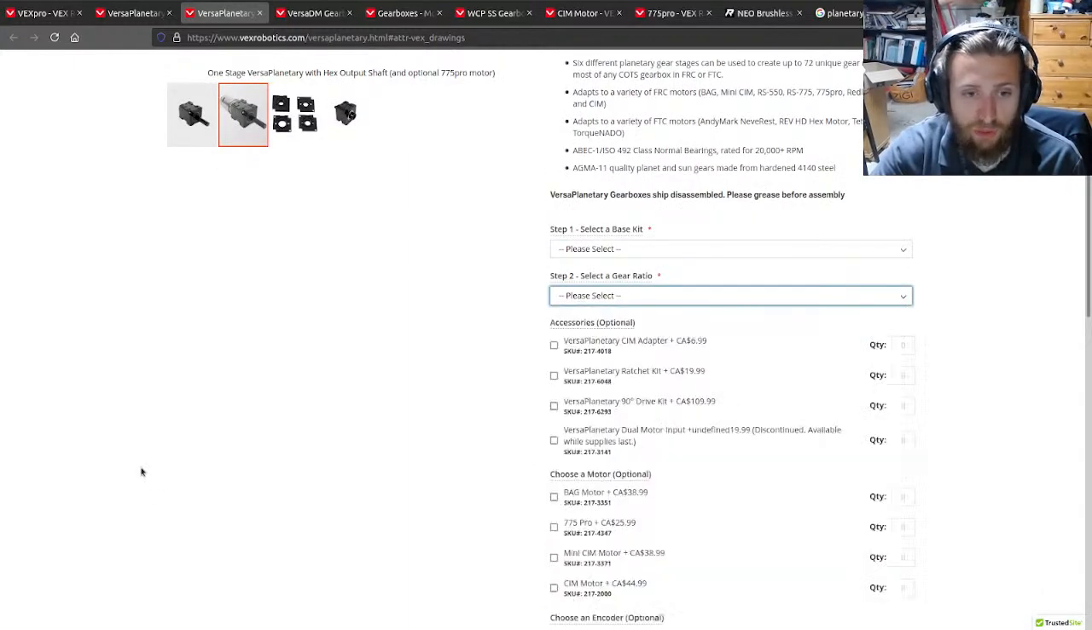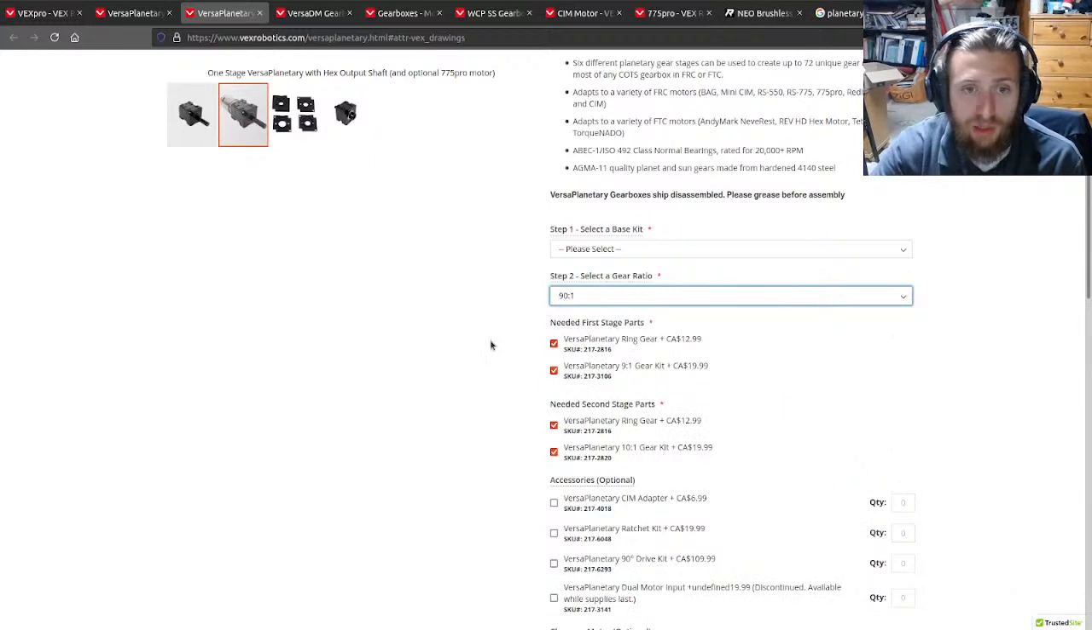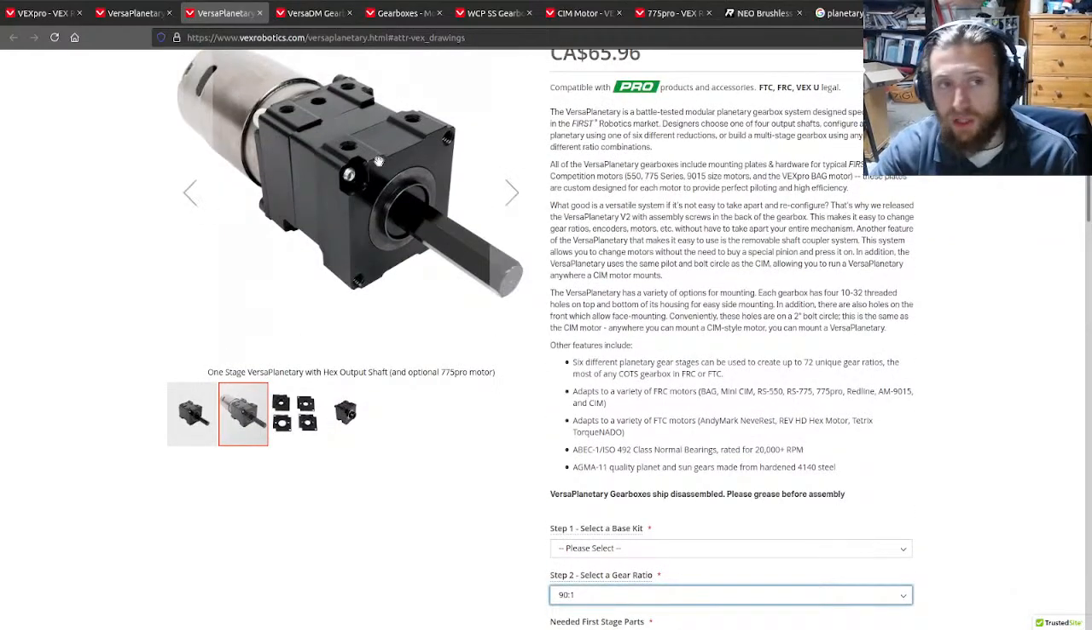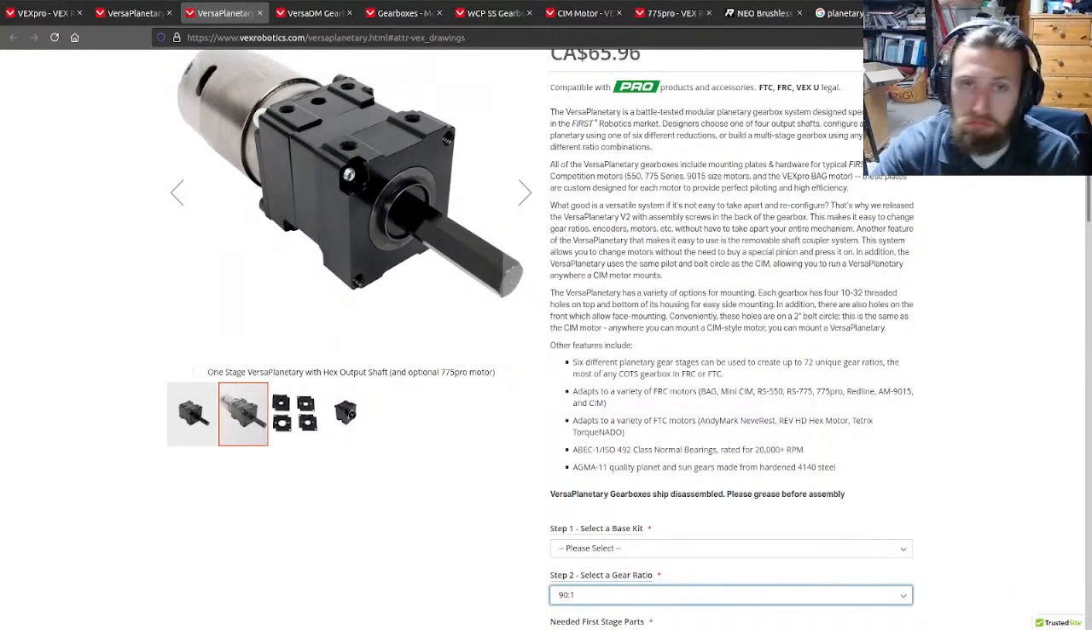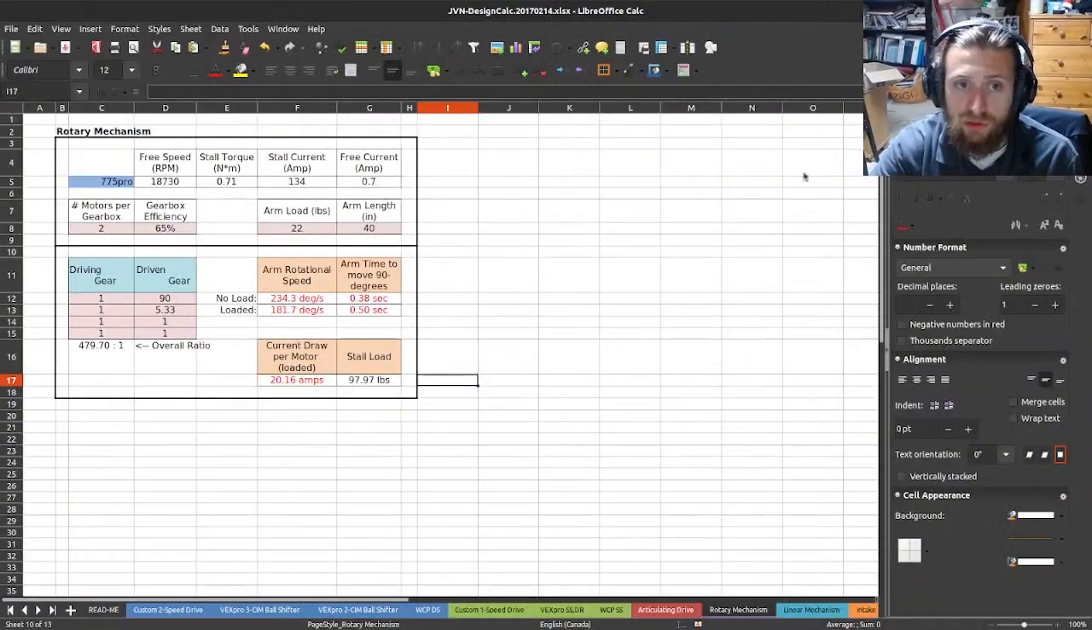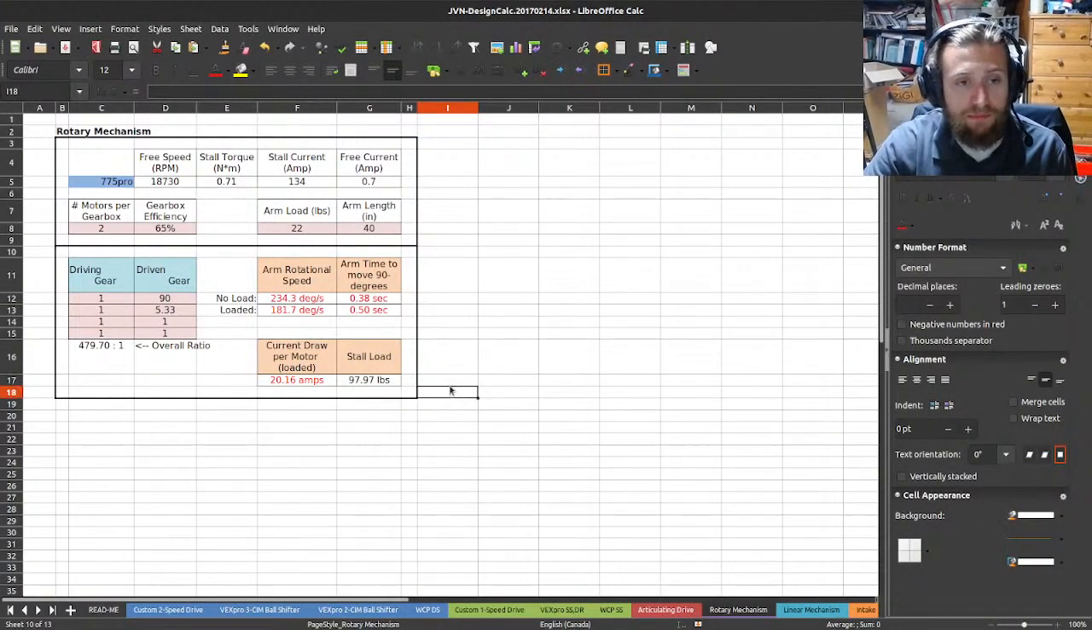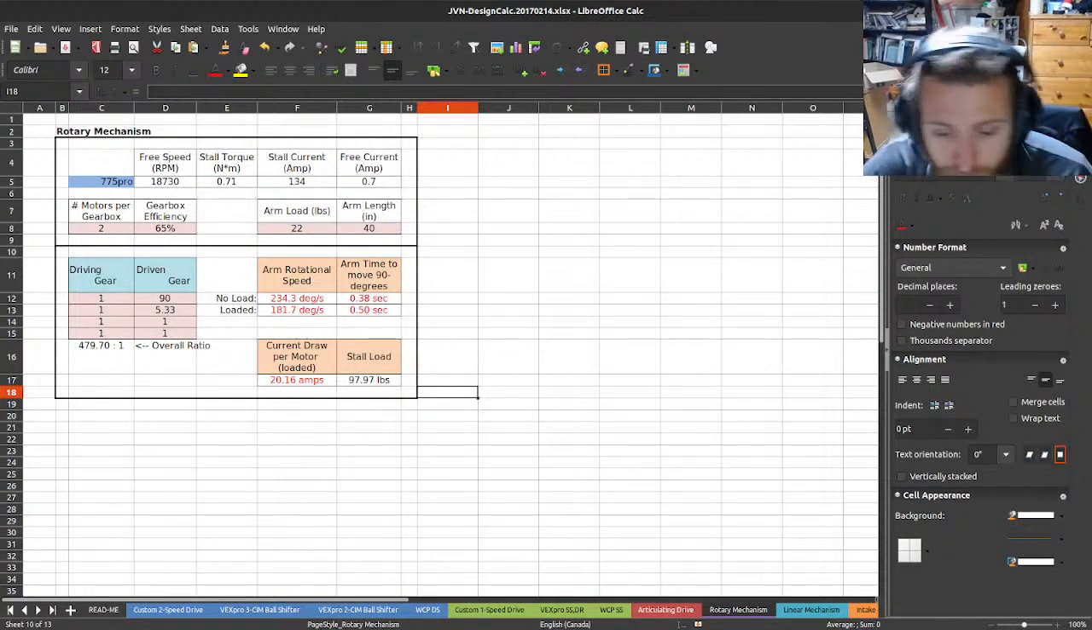So with this 90-to-1 gear ratio, this ends up being two stages. We have a 9-to-1 stage and a 10-to-1 stage. So we end up having two stages in our gearbox. And really, that's all there is to it. There's not too much more to this whole process. Really, it's pretty straightforward.